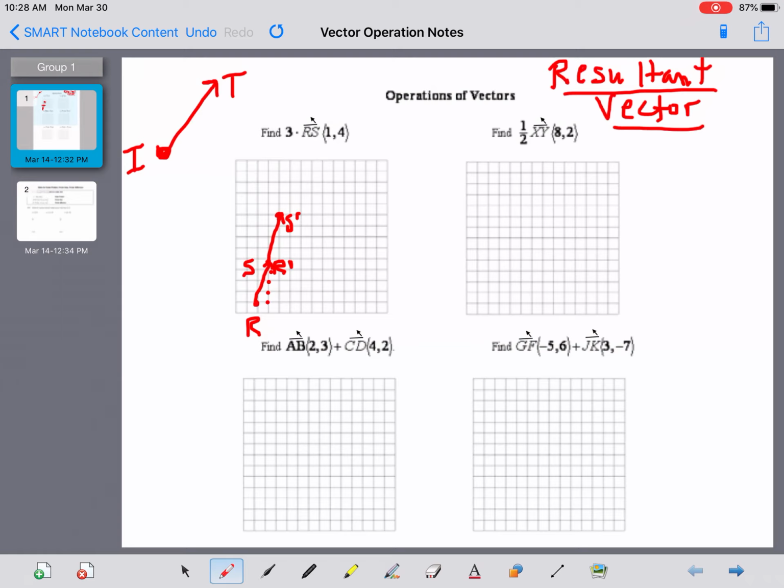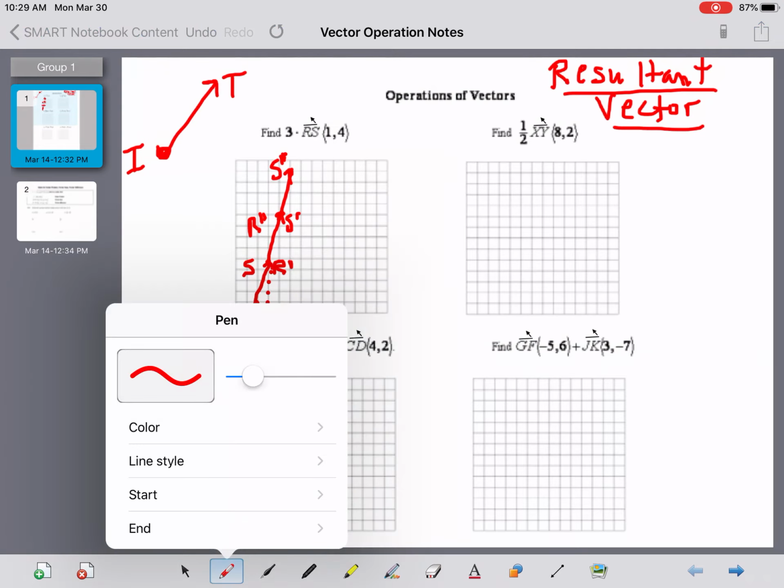But that's only 2, so my third one is also going to start where this last one ended. So there's my R double prime. I'm going to go right 1, up 4. And here is my final S double prime here. So here is my movement here.